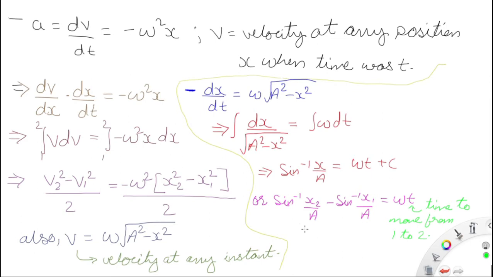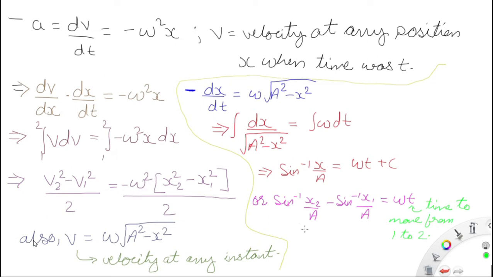Now integrating from point 1 to 2, integration of v dv is equal to integration from point 1 to 2 of minus omega square x into dx, okay. So (v2 square minus v1 square) by 2 is equal to minus omega square (x2 square minus x1 square) by 2, okay. So v2 is the final and v1 is the initial velocity, okay. So v1 is the initial velocity, v2 is the final velocity, x1 is the initial displacement, x2 is the final displacement, okay, and omega is the constant angular frequency.